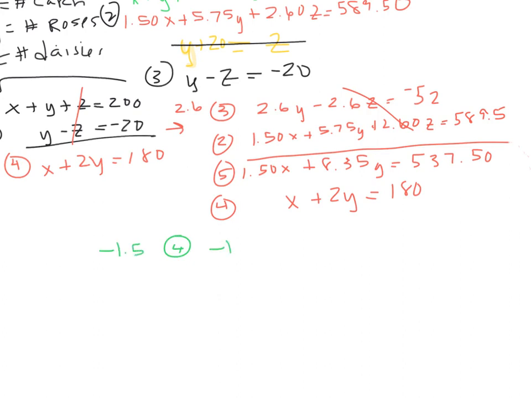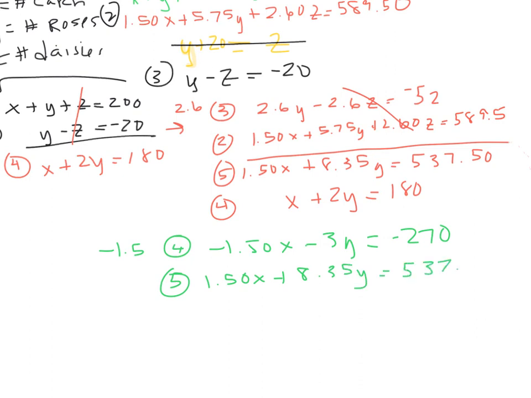So I get negative 1.5x, and I get 2 times negative 1.5, which is negative 3y. And that equals 180 times negative 1.5, which is negative 270. And I'm going to rewrite 5, which is 150x plus 8.35y equals 537.50. Hopefully, keep your fingers crossed.